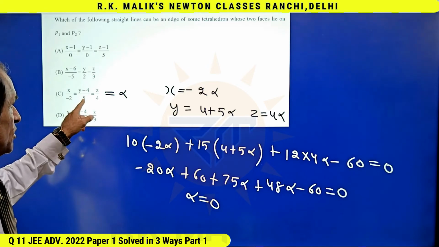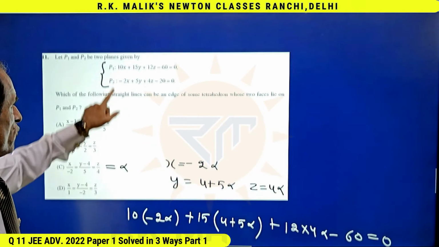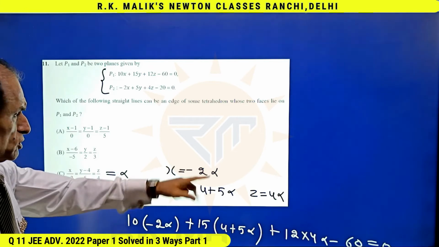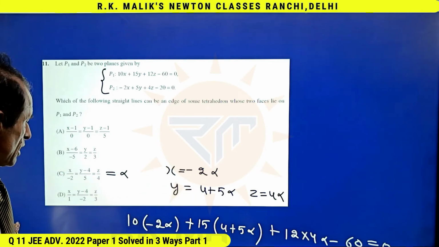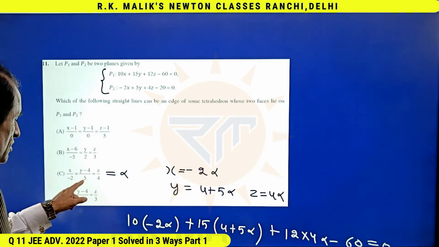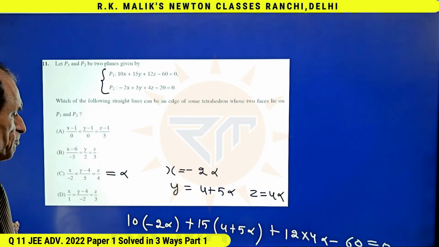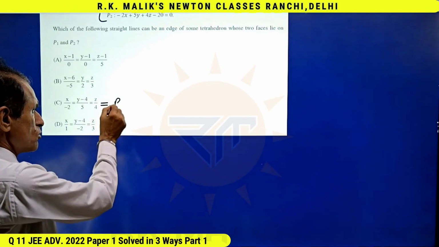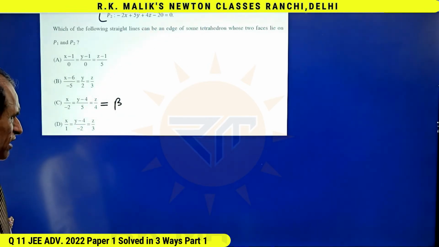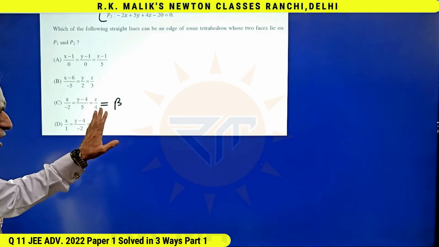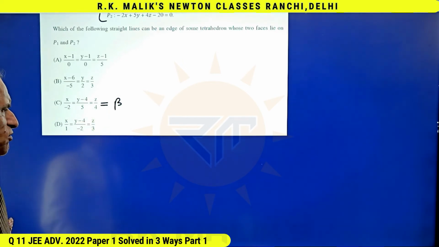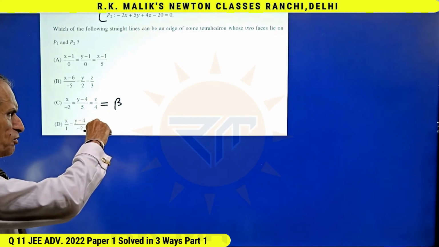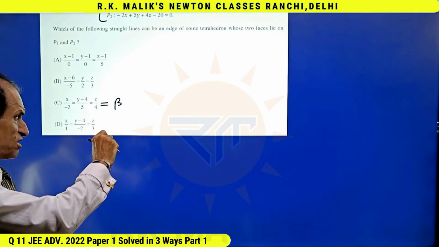That is, this line will cut the plane P1 at 0, 4, 0. And now let us check where this line cuts the plane P2. For that, let us suppose it equal to beta. I can suppose alpha also, but for clarity, I have taken beta because I want my solution to be crystal clear.